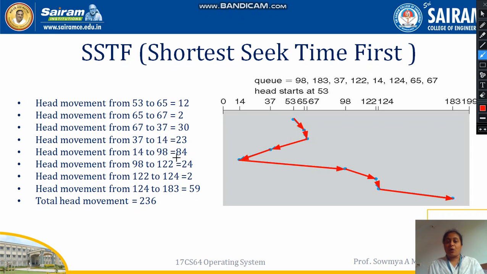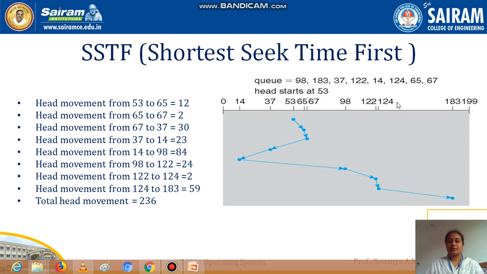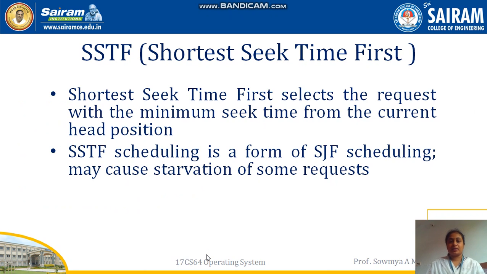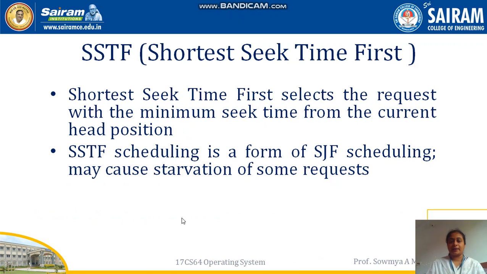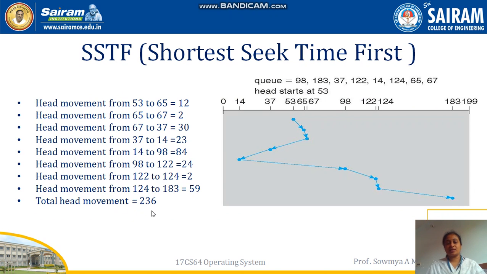So adding all the head movement values, you can find total head movement happened for this shortest seek time first for the example. So we'll compare this with first come first serve. See here, in the first come first serve, total head movements was 640, and here total head movements is 236. So this is very effective compared to the first come first serve method.